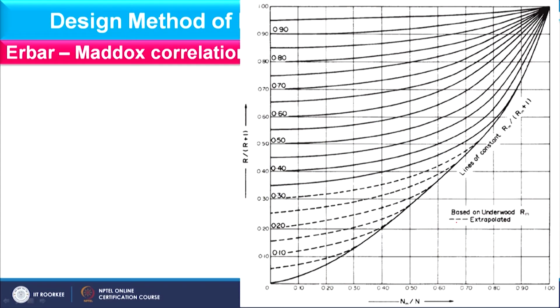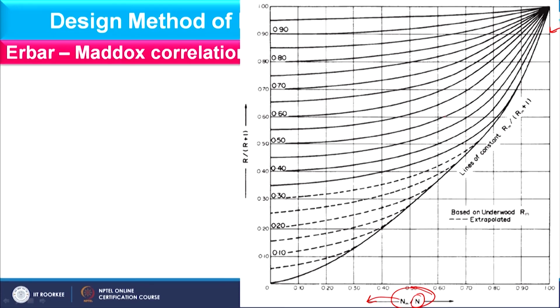So, let us discuss Erbar-Maddox method now, and that is empirical correlation based, and here we have this graph which is all about this method. If you consider x axis of this, that is Nm by N. Nm is basically minimum number of trays and N is the actual number of trays which you have to find.